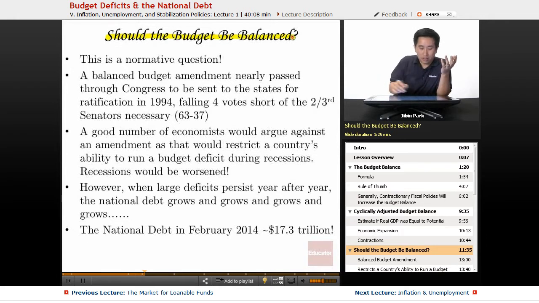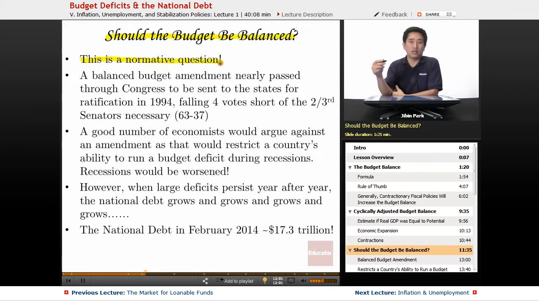So here's a normative question. Should the budget be balanced? Again, there's no correct answer because this is a normative question. If you're strictly wanting to keep the budget balanced, or keep a surplus, then you would say yes, you want to keep the budget balanced.